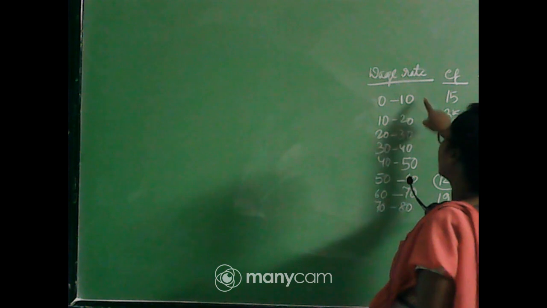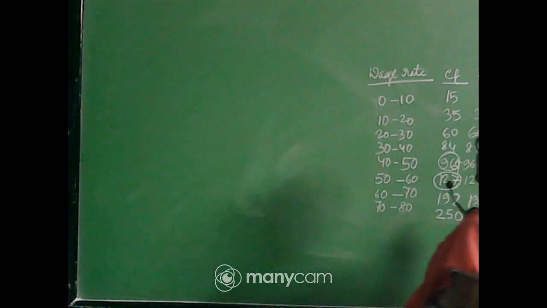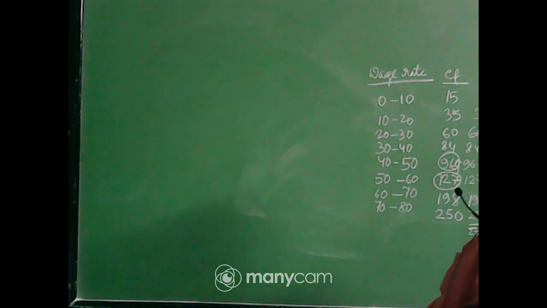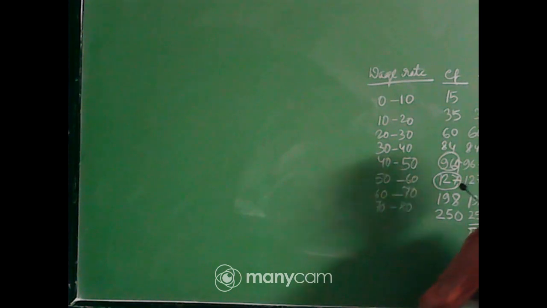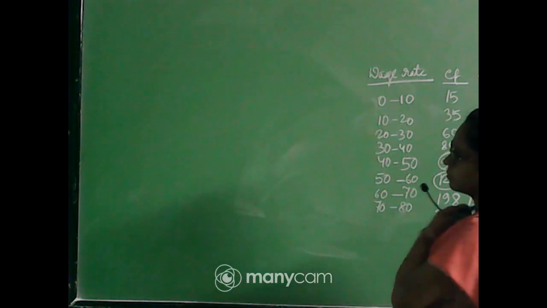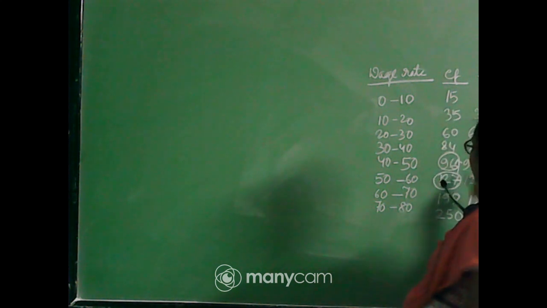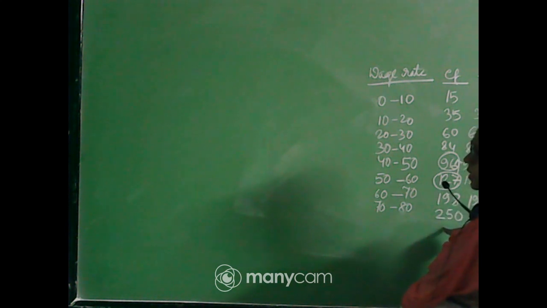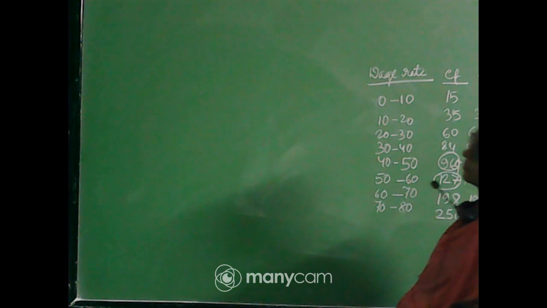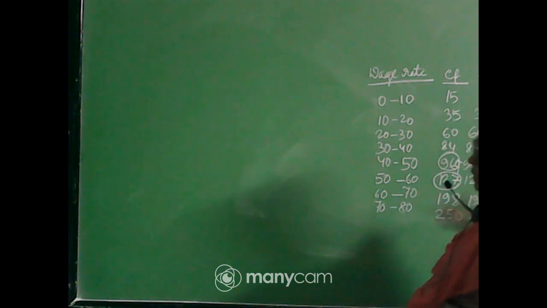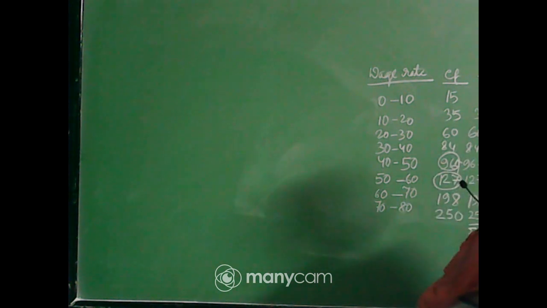Yes, you've written the wage rate. Have you written the wage rate? Next, write down CF: 15, 35, 60, 84, 96, 127 and 198. Write down this one. In the last column, write down F. I dictated it, you write down F. Then write down 15.